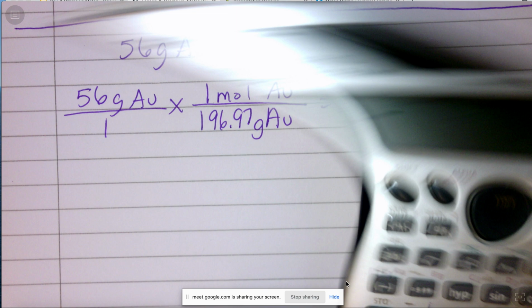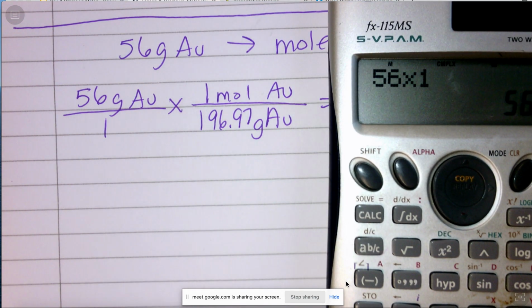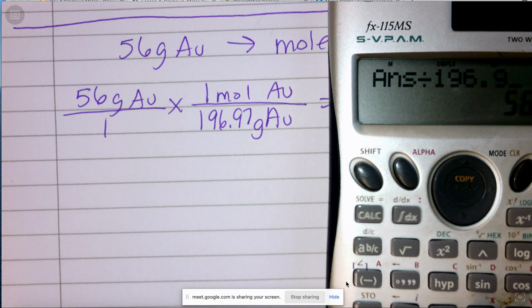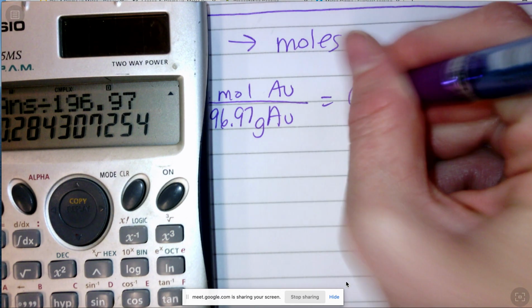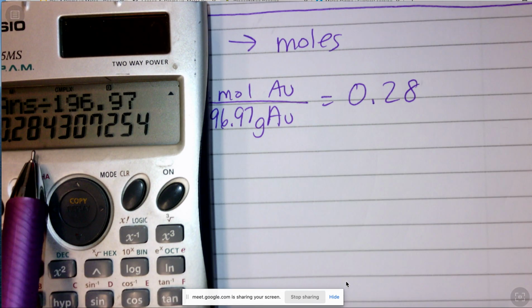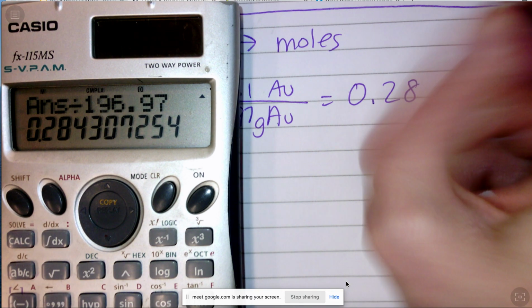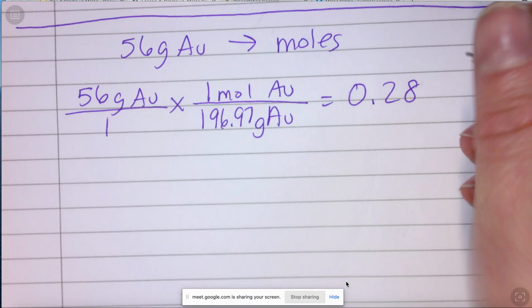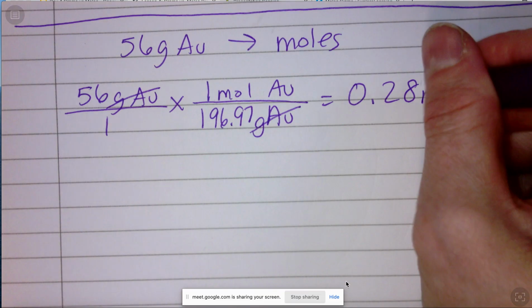Okay, so then I just am going to solve this. So 56 times 1 divided by 196.97. And I end up getting 0.28. And again, I'm just rounding here to the 100th. Okay. 0.28, grams of gold cancels out. So I'm left with moles of gold.